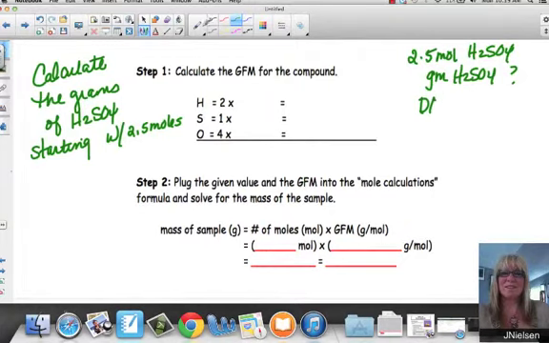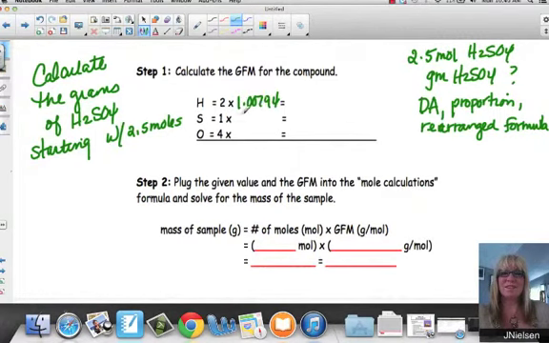I'm going to solve it using one of the three methods, either dimensional analysis, proportion, or rearranged formula, because I'm doing this first one three ways. So the first thing that I need to do is find the GFM of H2SO4. So I have two H's, 1.00794, sulfur is 32.065, and oxygen is 15.9994.